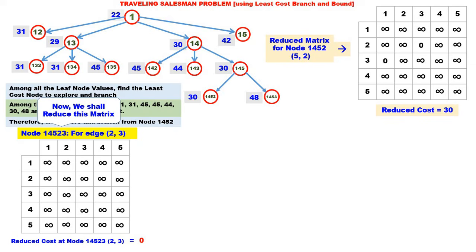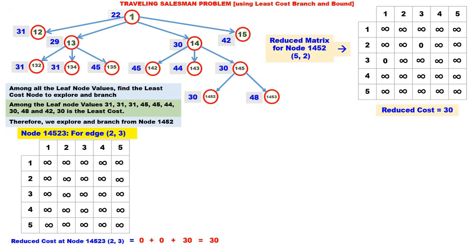0 plus, what is the cost of 2, comma 3 in the reduced matrix? Just see the reduced matrix for 1452. It is 0. Plus what is the reduced cost for node 1452? It is 30. So this is 30. So we got the reduced matrix and this is the only possibility. This is the reduced matrix and the cost. Now we shall write the state space tree.